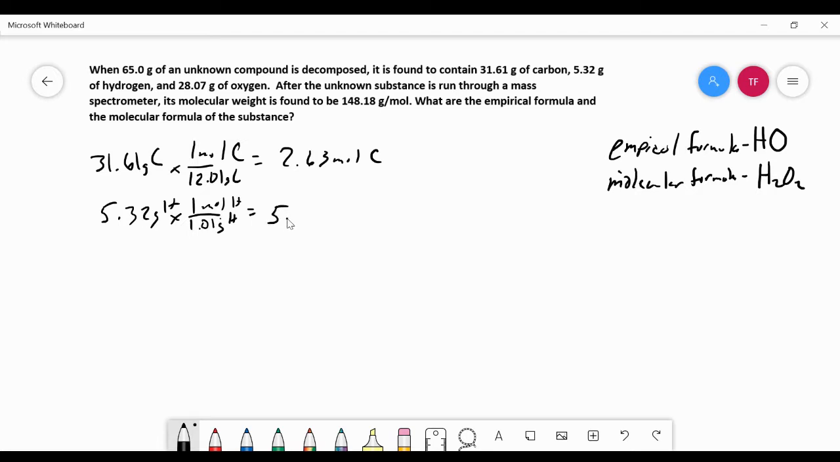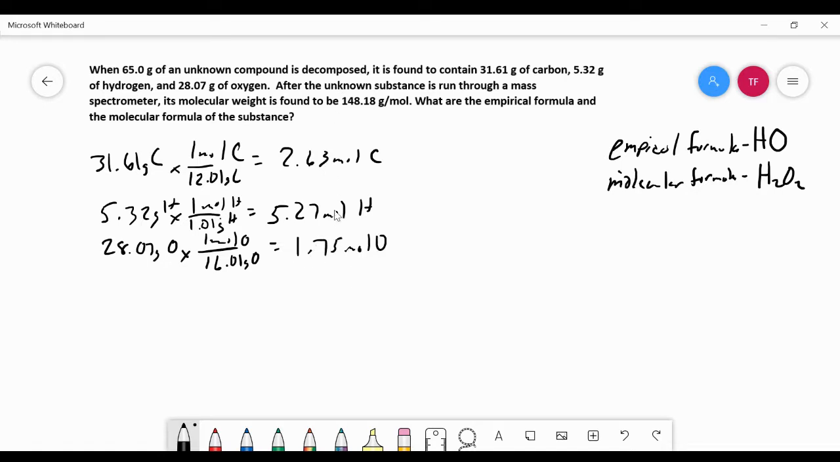And that gives us 5.27 moles of hydrogen. So in the 65 grams of unknown, there's 5.27 moles of hydrogen. And lastly, we need to convert oxygen. So 28.07 grams of oxygen. There are 16.01 grams of oxygen for every 1 mole of oxygen. And if you do that math, you'll get 1.75 moles of oxygen.